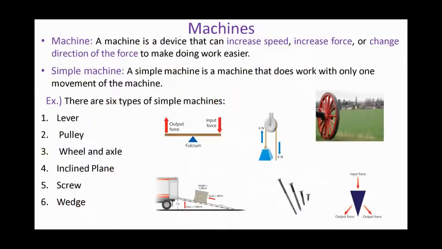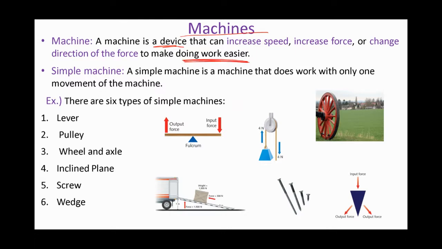The second part is machines. Machine. What is the machine? It's a device. Why do we need a machine? To make our life easy. Okay. To do the work in an easy way.